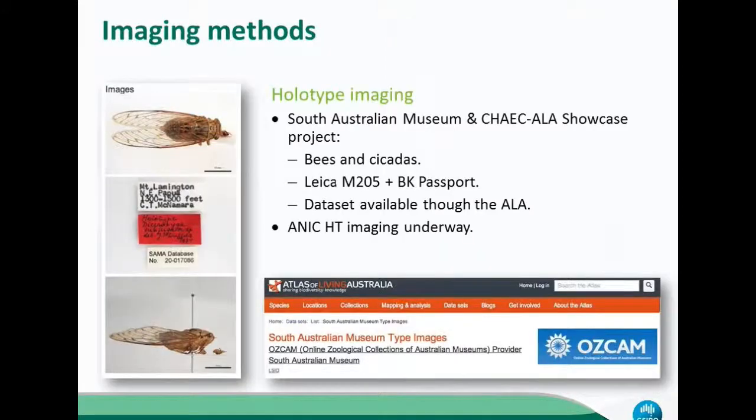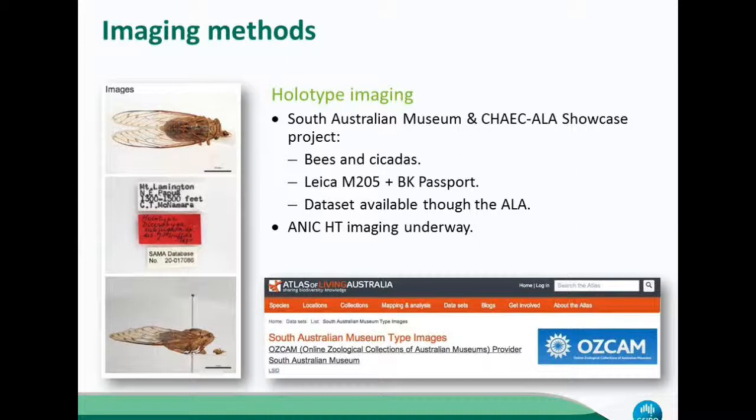Another way in which we can get this information up online is to be focused. We can't do everything, so let's take priorities. One of the priorities is holotypes. They're nominally the most valuable specimens in our collection because they are the name-bearing type. Again, we have a few museums in Australia who are focusing on imaging their holotypes and getting these up on the Atlas of Living Australia.